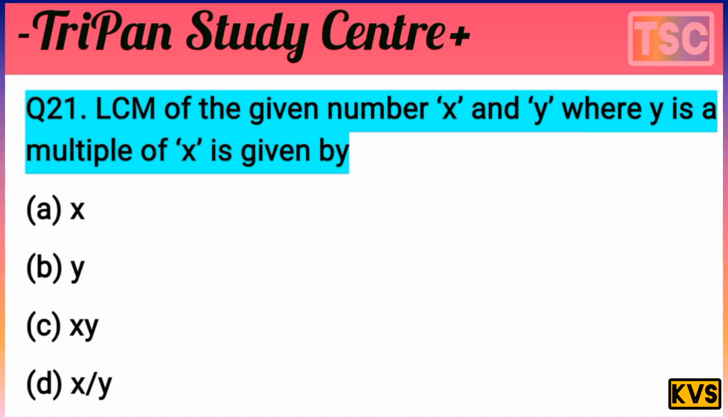Question is clear. The LCM of the given numbers x and y, where y is a multiple of x, is given by y. The answer is B, y. Option B is correct. Let's see the next question.